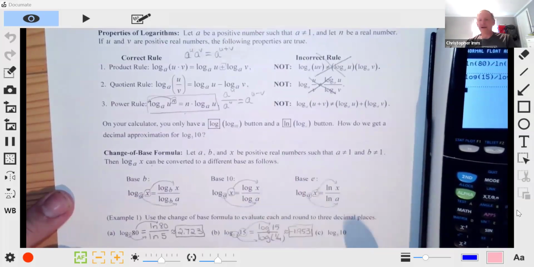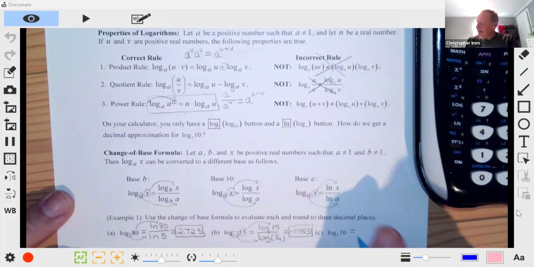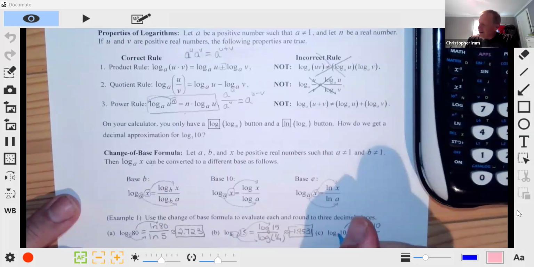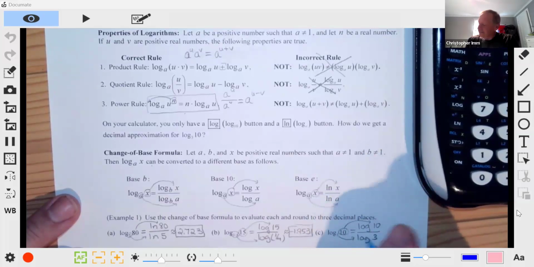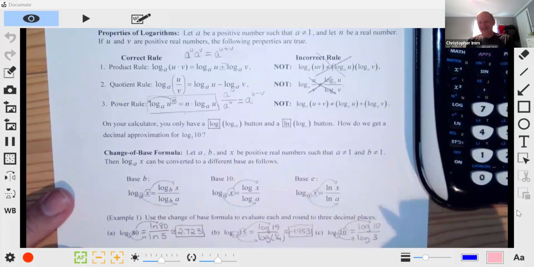Let's try one more here. So log base 3 of 10, I could write this using the common log of 10 over log of 3. So I could use a calculator there. I just want to show you something.